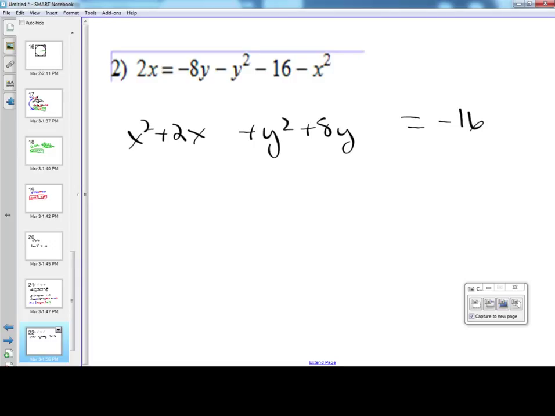How do you get the negative x squared to the positive? It was on the right side of the equation, so I moved it to the left side.